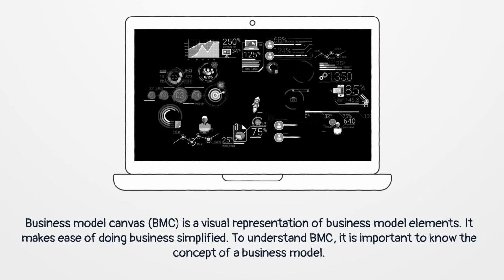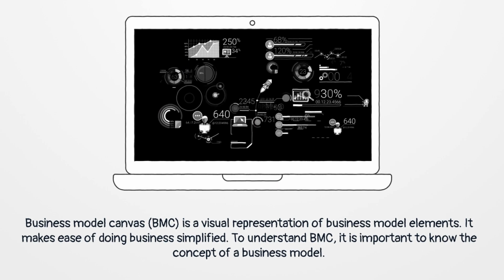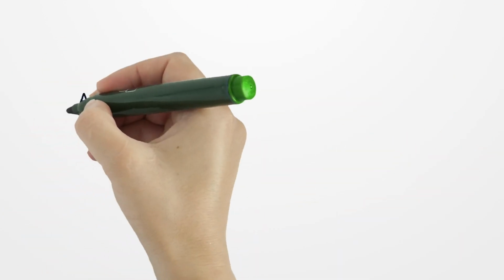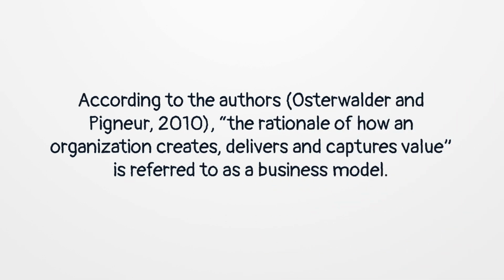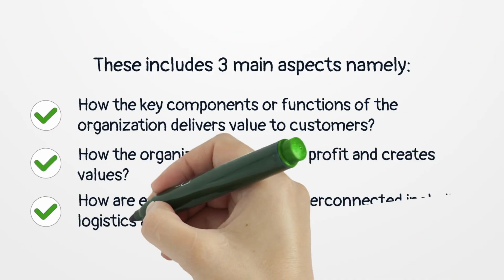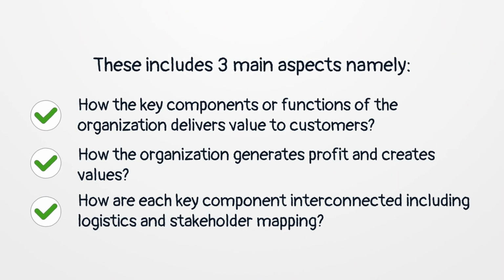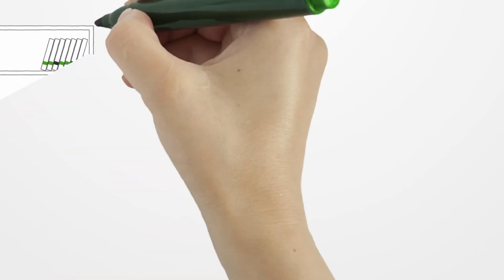To understand BMC, it is important to know the concept of a business model. According to the authors, Osterwalder and Pigneur, 2010, the rationale of how an organization creates, delivers and captures value is referred to as a business model. These include three main aspects, namely: 1. How the key components or functions of the organization deliver value to customers. 2. How the organization generates profit and creates values. 3. How each key component is interconnected, including logistics and stakeholder mapping.